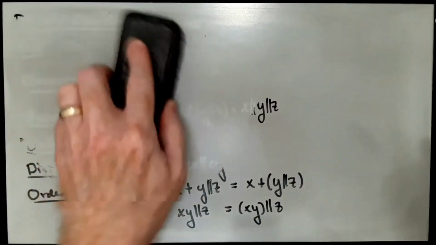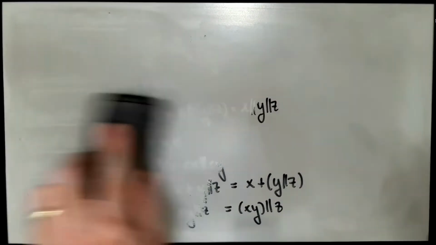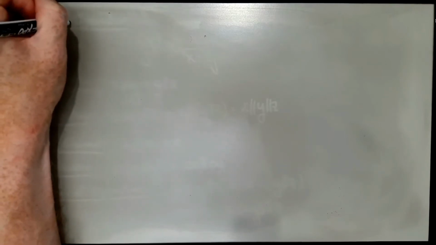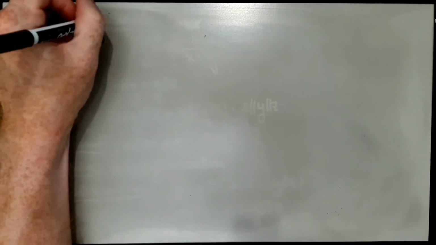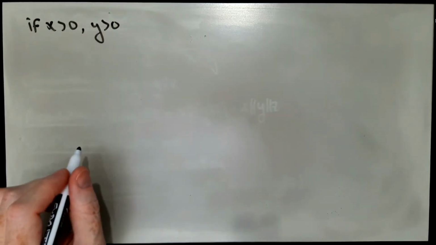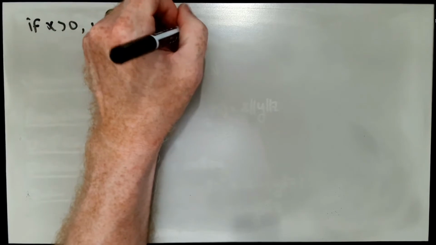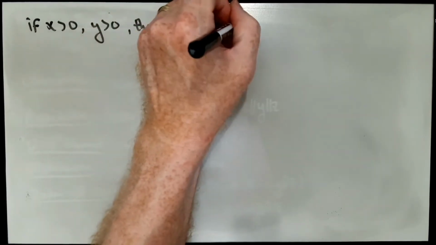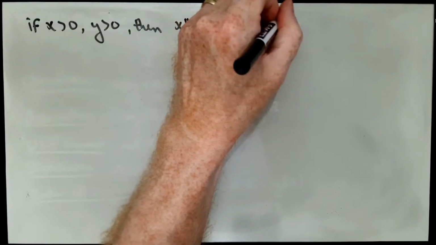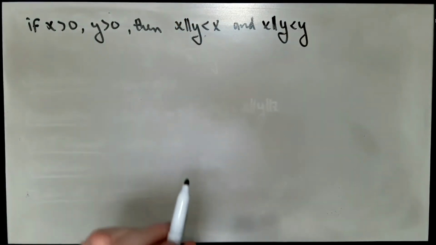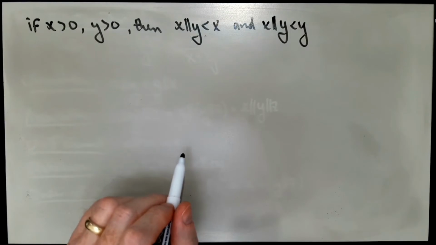Okay? So with that in mind, we want to talk about a couple more things. So if x and y are both positive, which is going to be the common case that we're dealing with when x and y are resistances, then x parallel y is less than x, and x parallel y is less than y. So the parallel combination of two things is less than both of the things that we're combining.